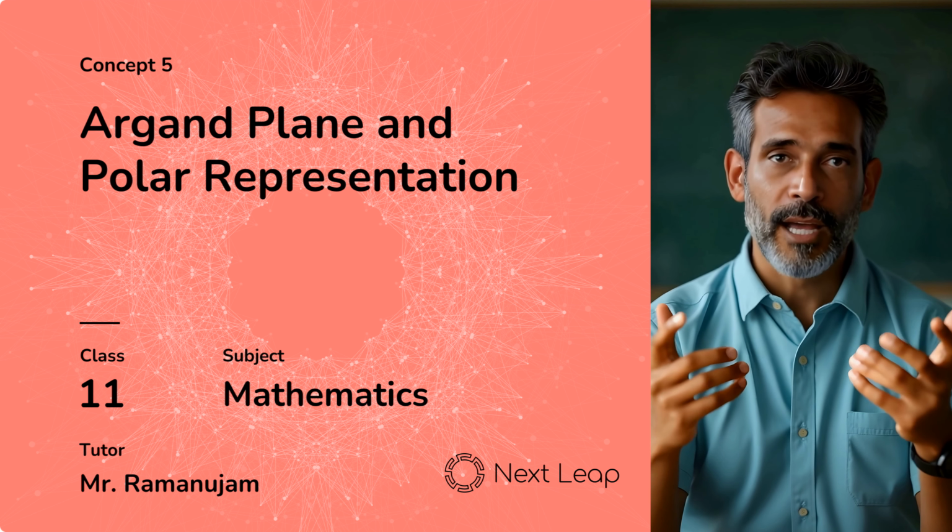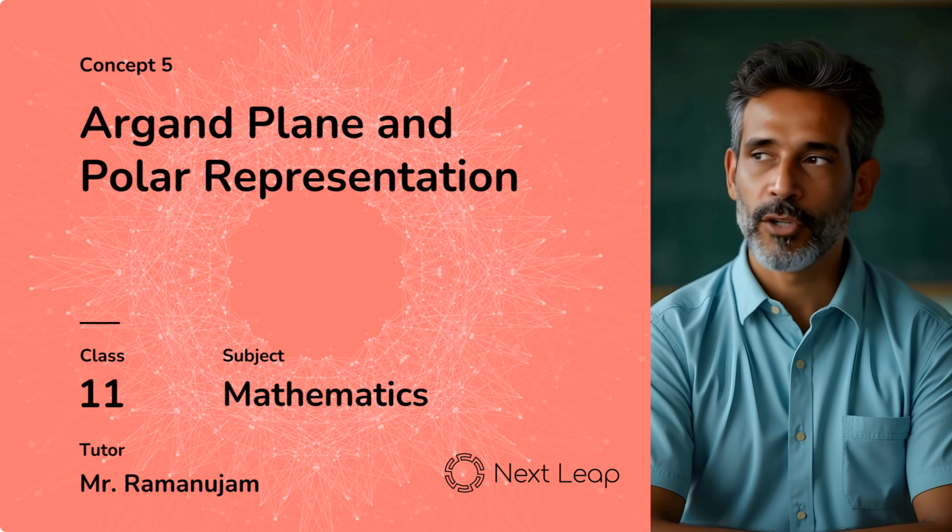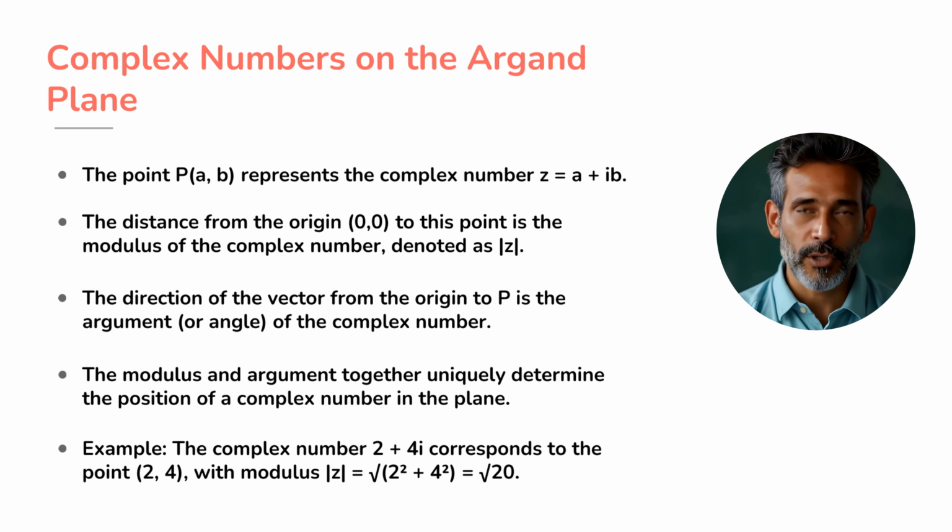This representation helps us visualize and work with complex numbers using simple geometry. The point P with coordinates a, b stands for the complex number z equals a plus iota b. The distance from the origin, that is 0, 0, to this point is called the modulus of the complex number, written as modulus z. The direction of the line, or vector, from the origin to point P gives us the argument, or angle, of the complex number.